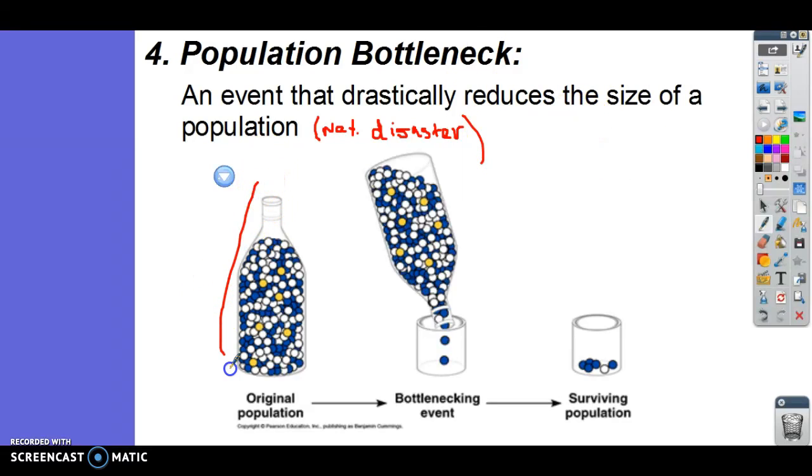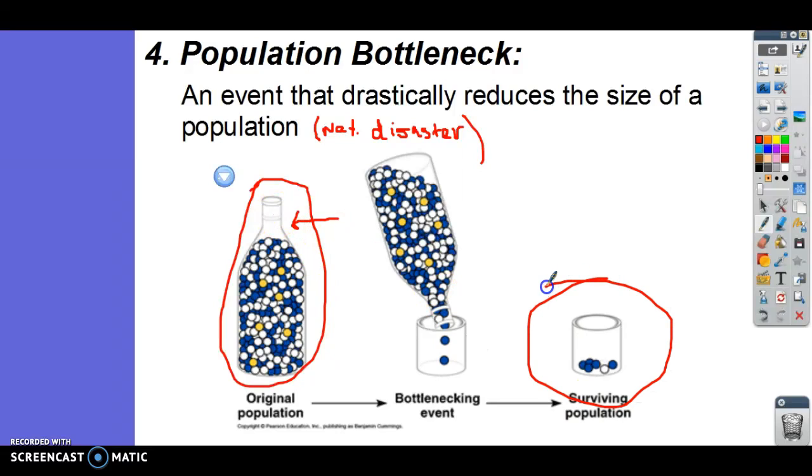So, in this example right here, we have a big jar and we are having it filled with marbles. These marbles represent the genes in a population or the organisms in a population. We have some yellow, some blue, some white. Now we have some big event happen, let's say a tornado, okay? The tornado happens, and what happens is that population gets smaller. You guys know, like a bottleneck, right? Like right here, it gets smaller. It's smaller than the regular bottle, right? So a population bottleneck is when the population gets smaller.